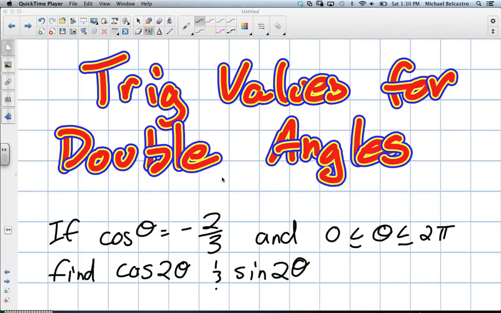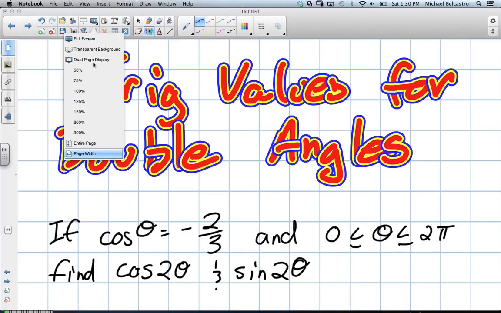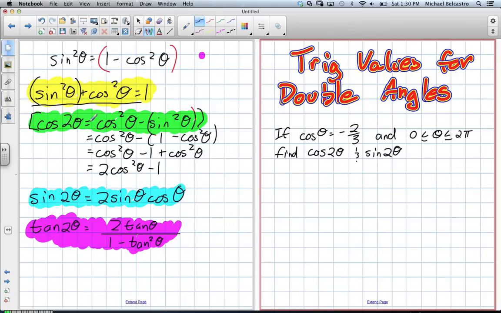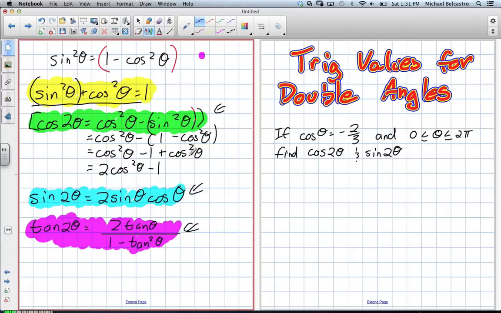Okay, trig values for double angles. There's a couple of double angle formulas, and we'll bring them up here quickly. This is them. We've highlighted them on the other side, specifically the green, the blue, and the purple one are the ones we're talking about. This is just an old one that does come in handy. So let's go back to our other page.